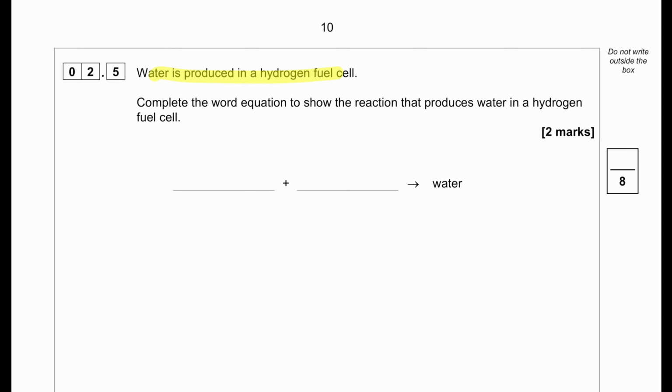Water is produced in a hydrogen fuel cell. Complete the word equation to show the reaction that produces water in a hydrogen fuel cell. So in a hydrogen fuel cell, basically, hydrogen is reacted with oxygen to produce water.